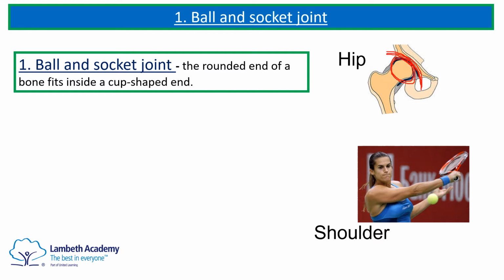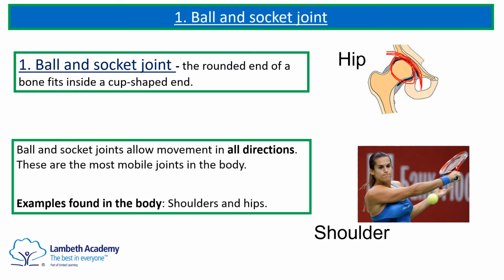As this diagram shows, this is an example of the hip. Now we have a ball and socket joint in our hip, and we also have a ball and socket joint in our shoulder. Because of the shape of the joint, where we've got that rounded end fitting into that cup shape, it allows for movement to take place in all directions. So if I was a sports performer and I needed to swing a tennis racket, my ball and socket joint would be allowing that motion to take place. Please get down your sporting example of when a ball and socket joint would be used in a sport.